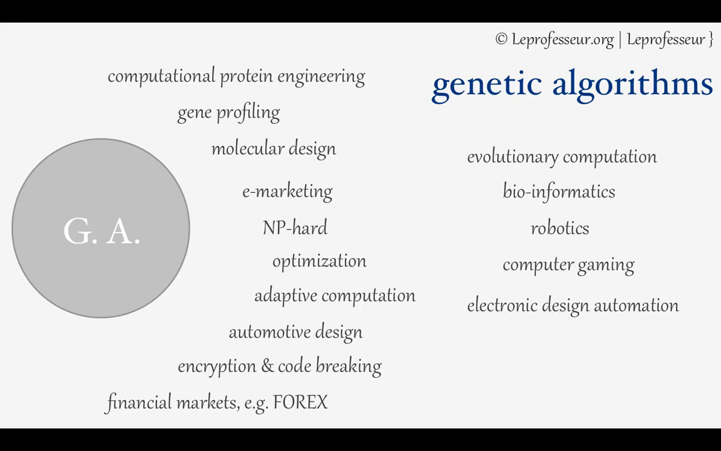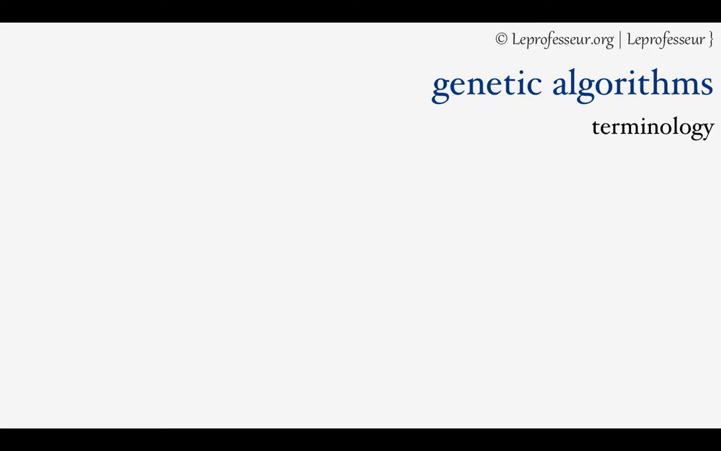Evolutionary computation. Such kinds of algorithms are under the category of evolutionary algorithms. Okay, bioinformatics, robotics, computer gaming, electronic design automation. As you see, there are many areas of application of these algorithms. So let's try to understand the basic principles, basic terminology, or basic idea about genetic algorithms. So first, let's try to understand where the term came from.